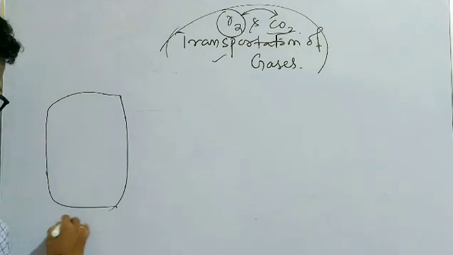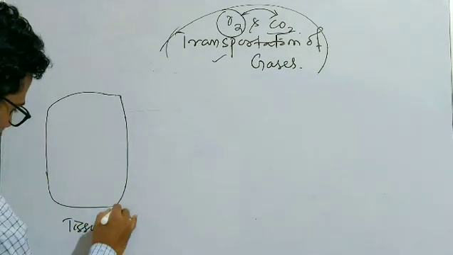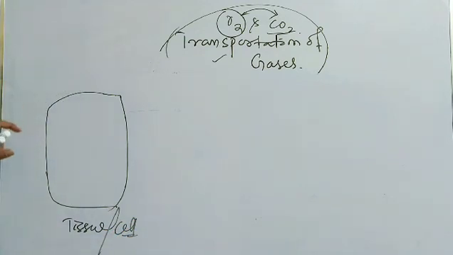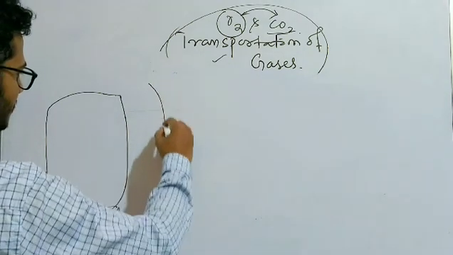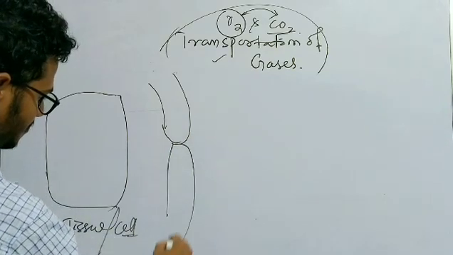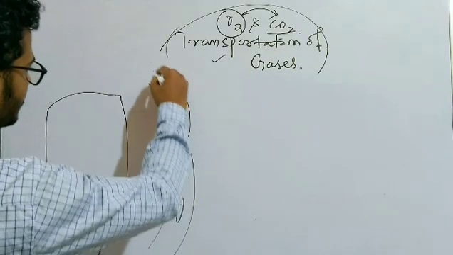This is the tissue, or we can also say it is a cell. Okay, so we have a cell. Here the tissue capillary is there. This is the tissue capillary.